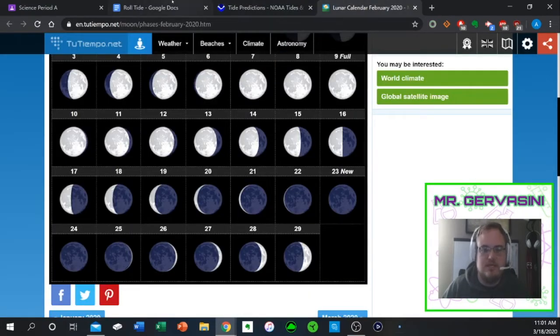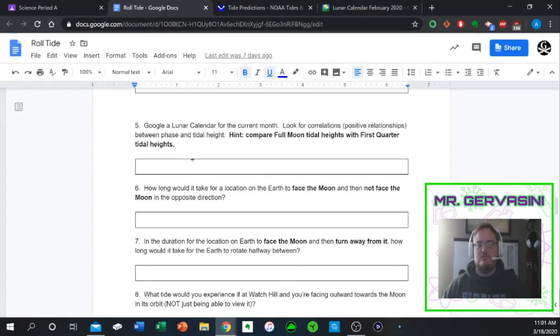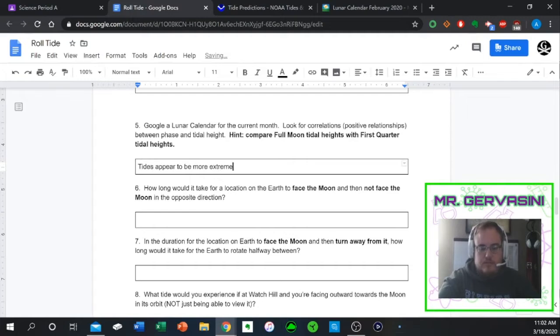So at first, it's easy to say, looking for a positive relationship, that the tidal height, so the tides, are more extreme when the moon is waxing to its fullest extent. But the opposite of that is true too. The tides are most extreme when the moon is at its most minimal. So full moon versus first quarter, tides appear to be more extreme in level during full moon and new moon.